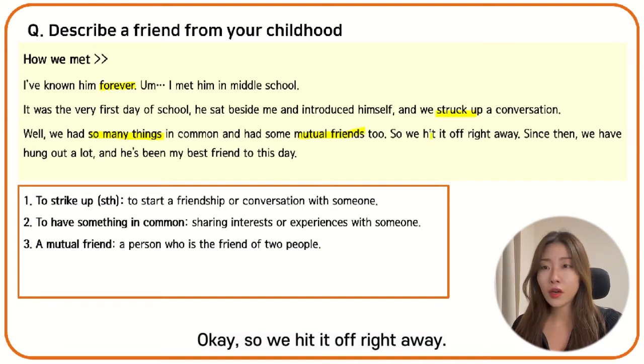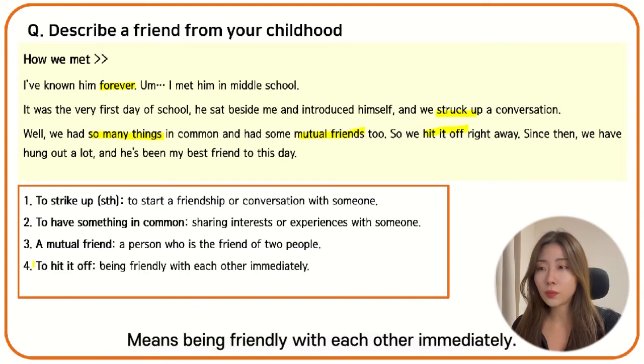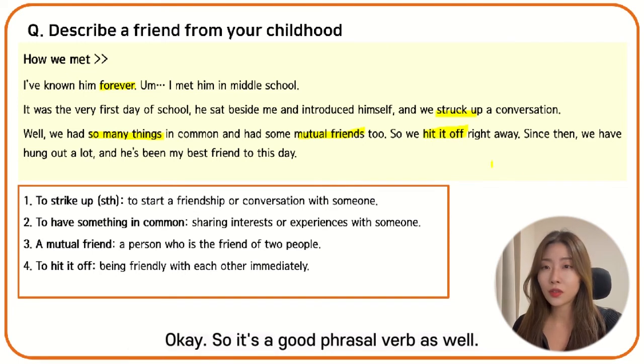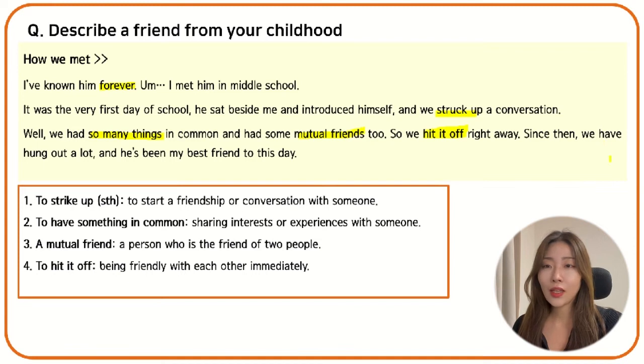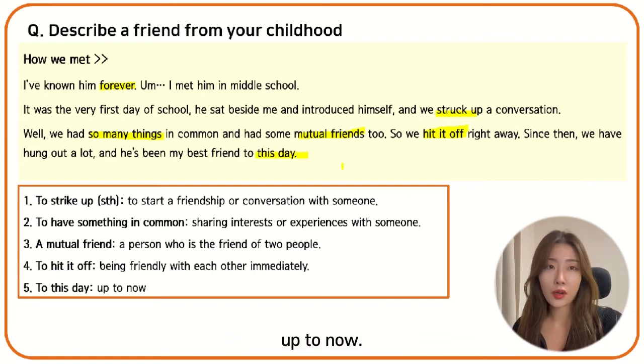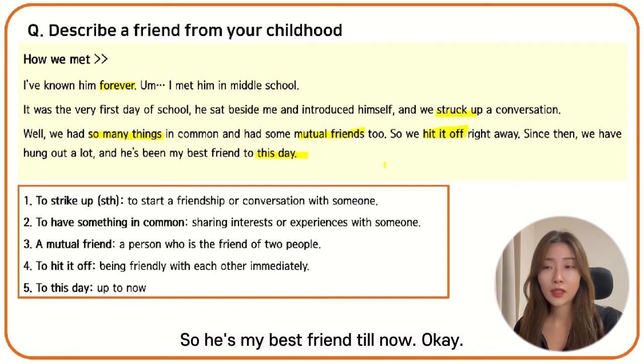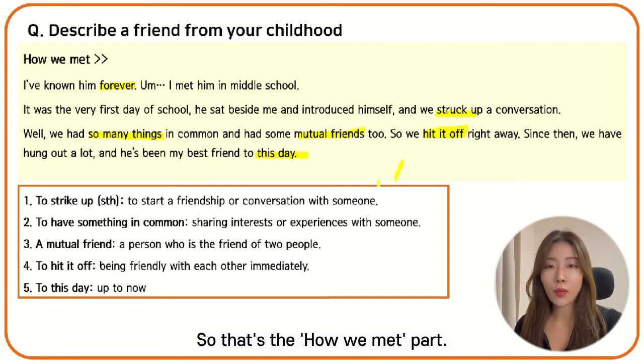Okay, so we hit it off right away. Hit it off means being friendly with each other immediately. Okay, so it's a good phrasal verb as well. So say it, we hit it off right away. We hit it off right away. Good. Since then, we have hung out a lot, and he's been my best friend to this day. Okay, so to this day, up to now. So he's my best friend till now. Okay, so that's the how we met part.